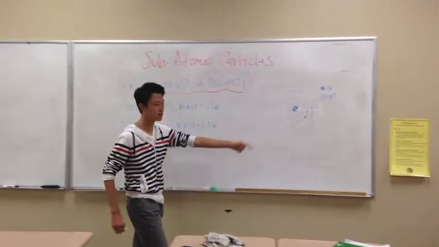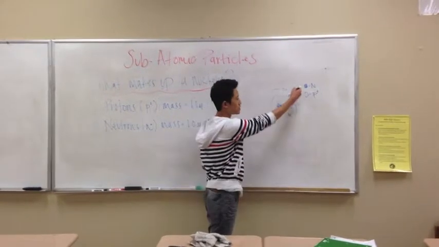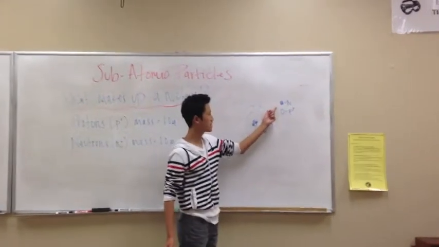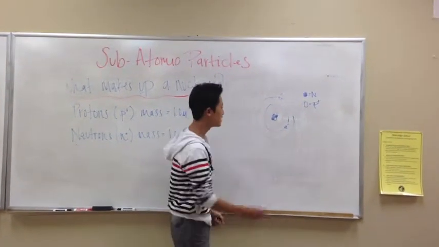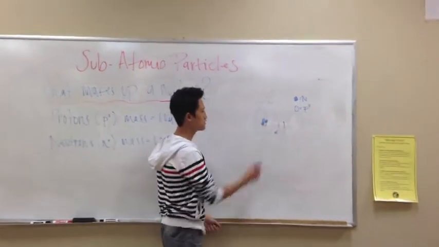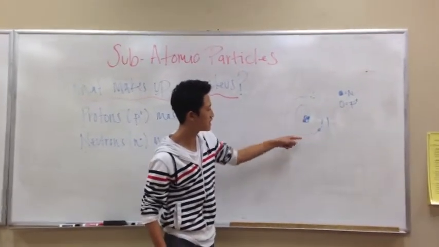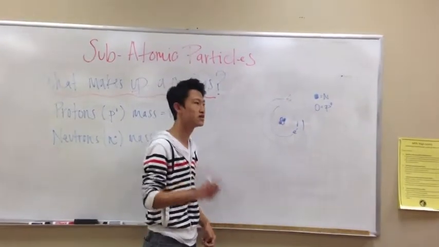So if you look at this diagram right here, you can see that I marked the dark dots neutrons and the white dots the protons, and they basically make up the nucleus in the center right here. And the outside, you can see that it's composed of electrons, and I'll go over that in just a sec.